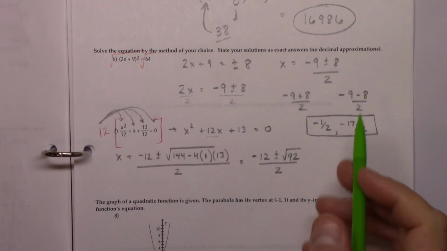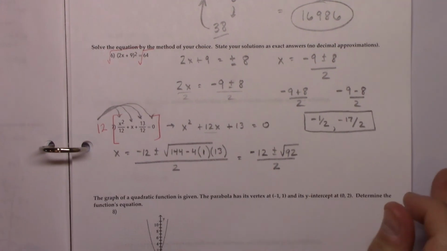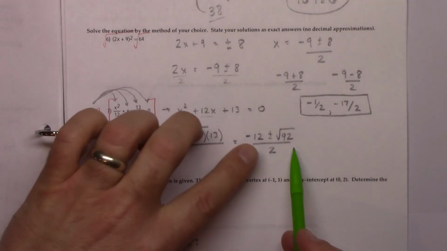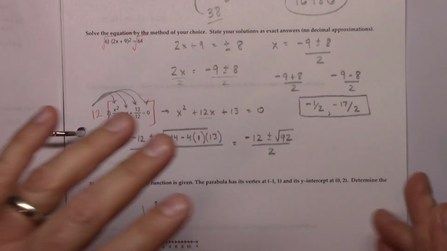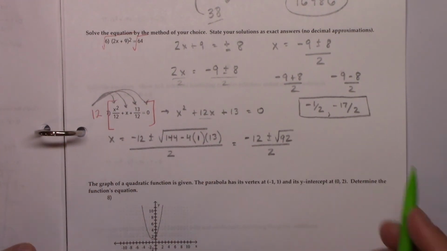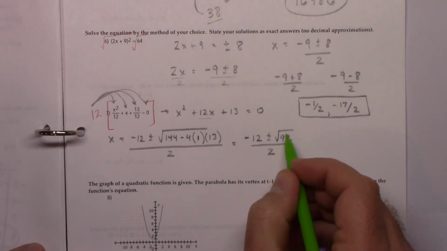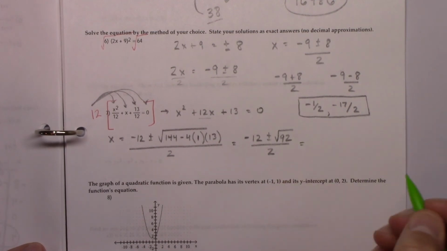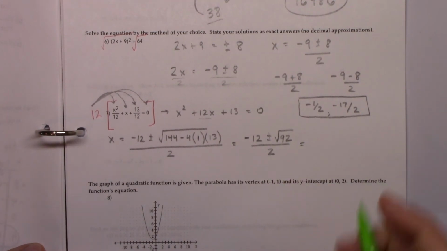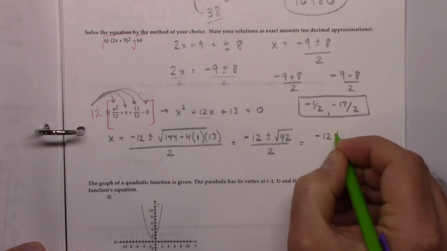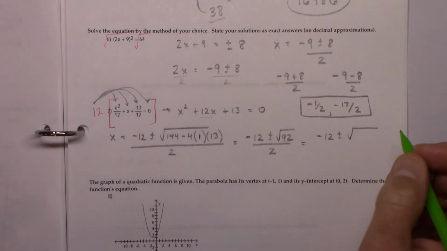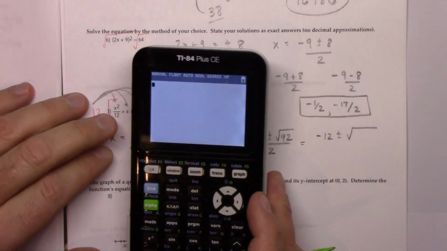Now to simplify, and this is where it said no decimal approximations. So you're going to leave it as a radical and just reduce as much as possible. 92 is not a perfect square, but it's divisible by 4, which is a perfect square. So let's go ahead and do that factoring. Negative 12 plus or minus the square root. I'll show you the calculation here.